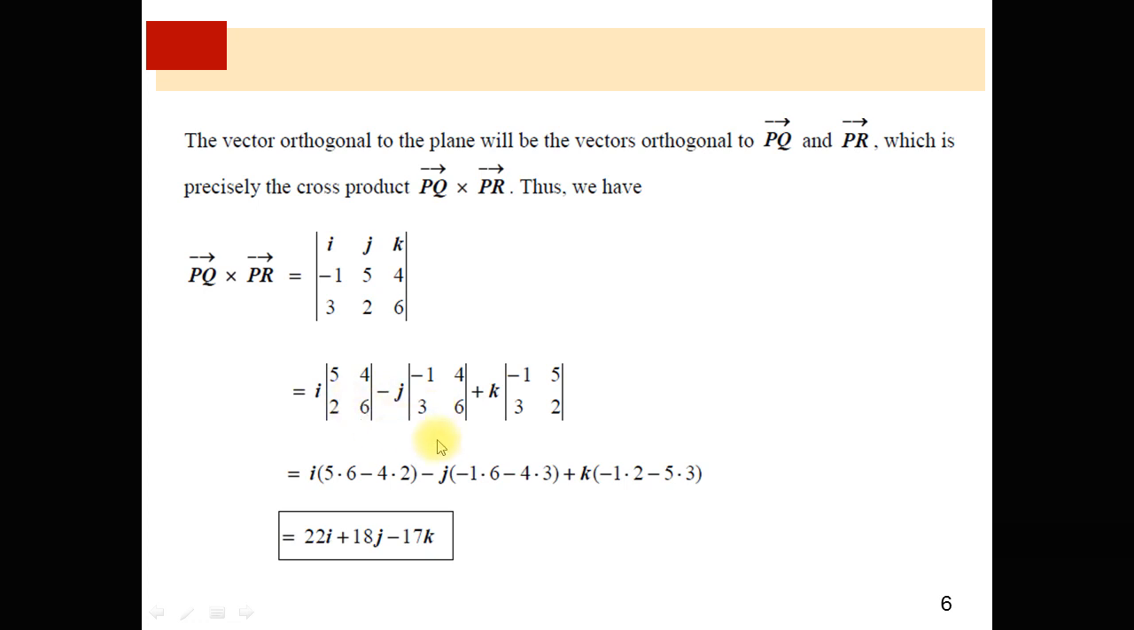So by expanding these 2 by 2 determinants, we get i times (5 into 6 minus 2 into 4), minus j times (minus 1 into 6 minus 4 into 3), plus k times (minus 1 into 2 minus 5 into 3). So we obtain 22i plus 18j minus 17k. So this is the vector which is orthogonal to both PQ and PR. So this is the solution of part A.